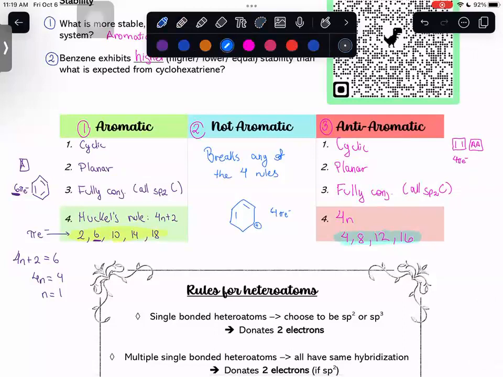So why would example two not be anti-aromatic for the pi electrons? It has 4 pi electrons, conjugated, but is it fully conjugated? As long as you break at least one of them, it's going to be non-aromatic.